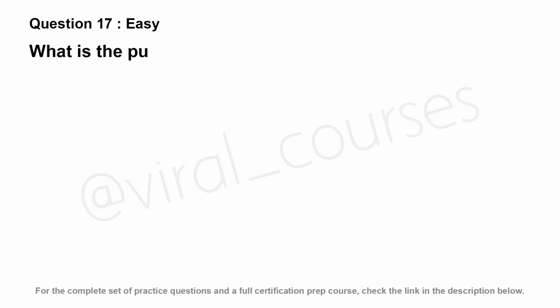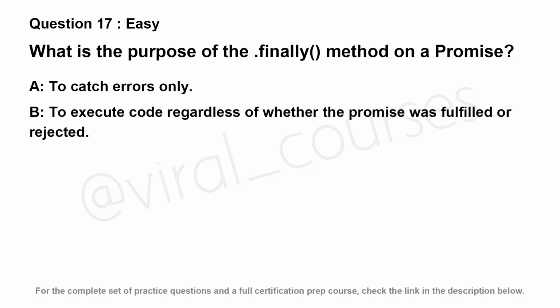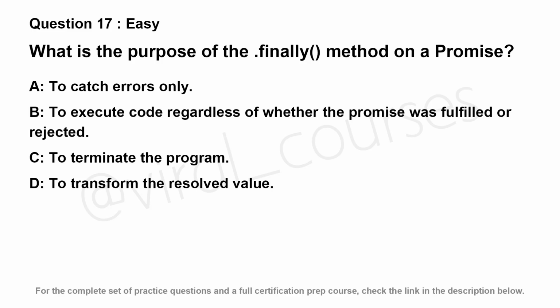What is the purpose of the finally method on a promise? Option A. To catch errors only. Option B. To execute code regardless of whether the promise was fulfilled or rejected. Option C. To terminate the program. Option D. To transform the resolved value.